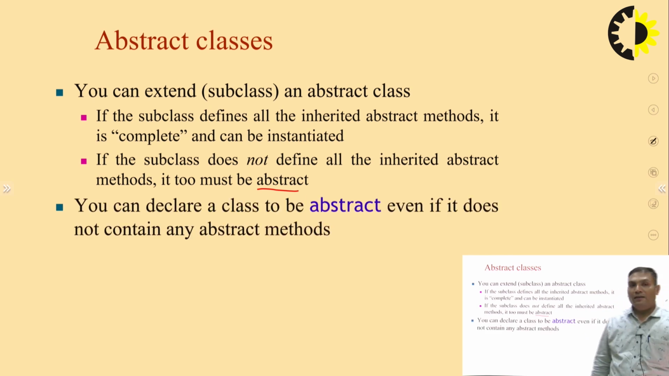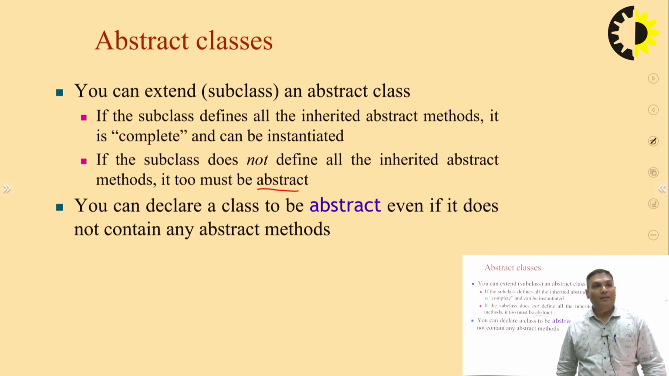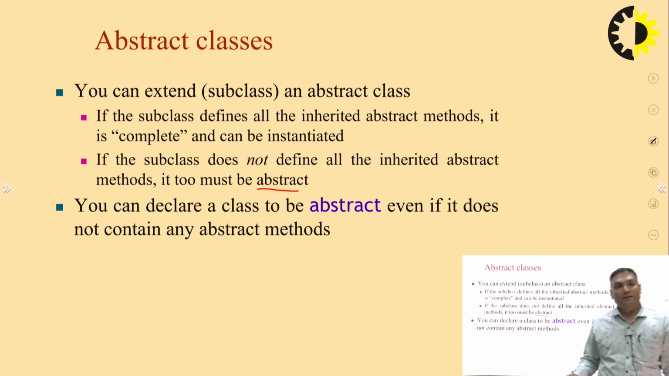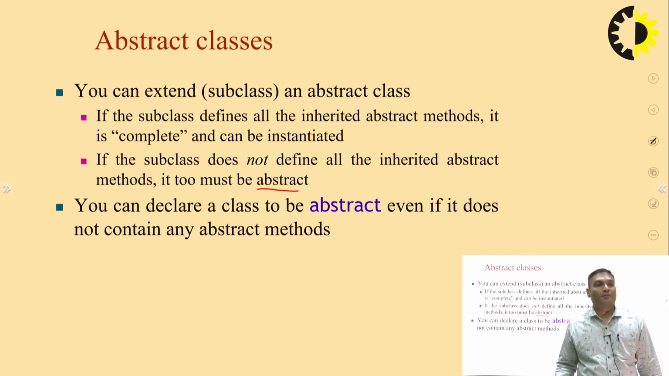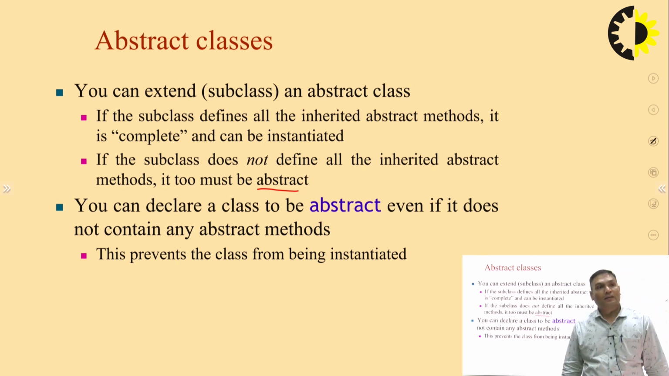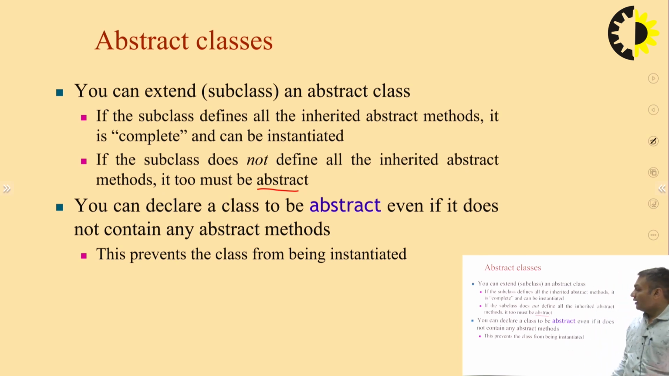You can declare a class to be abstract even if it doesn't contain any abstract method. So a class can be considered an abstract class even if it doesn't contain an abstract method. An abstract class can have an abstract method as well. The objective of making a class abstract is that we can't create its object directly.